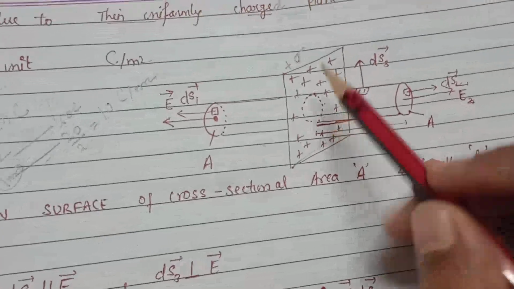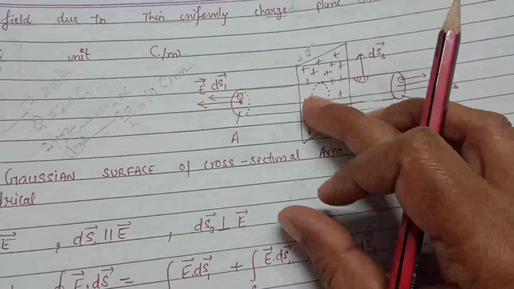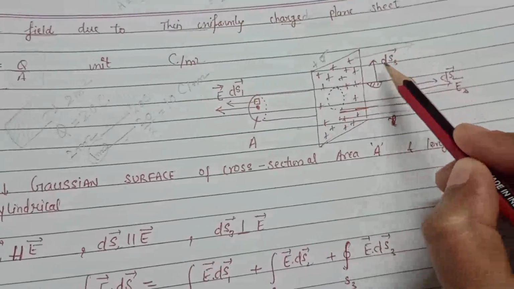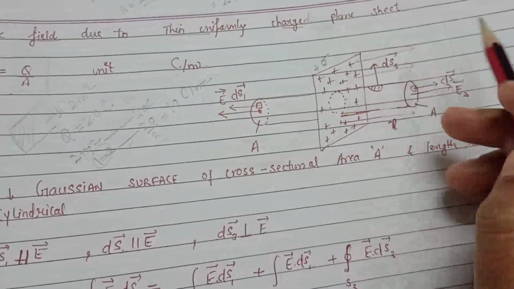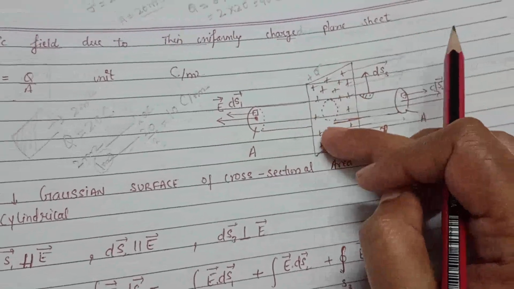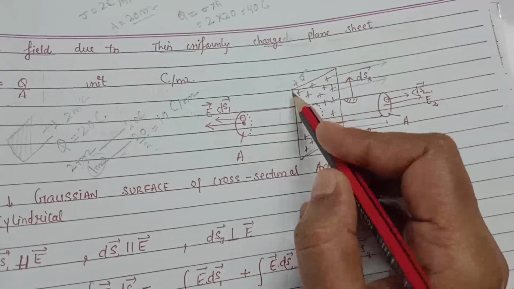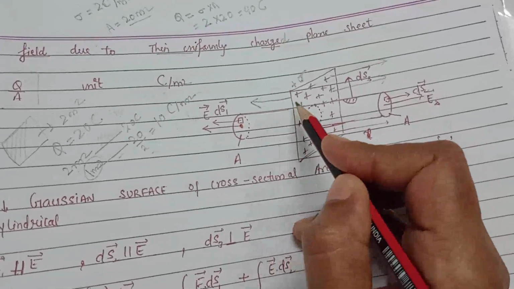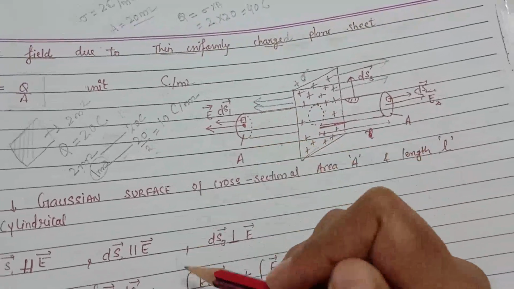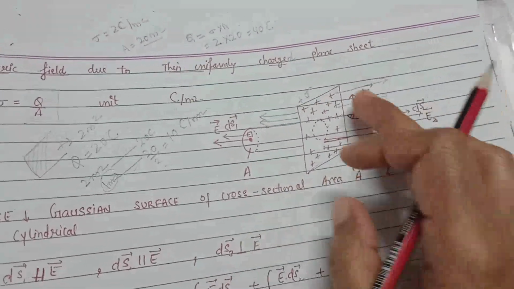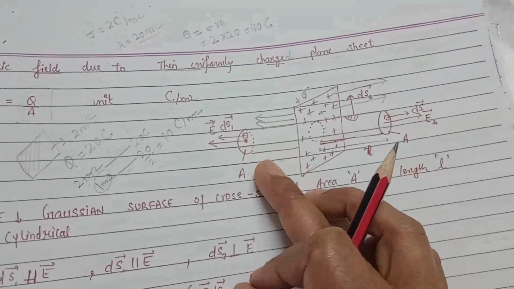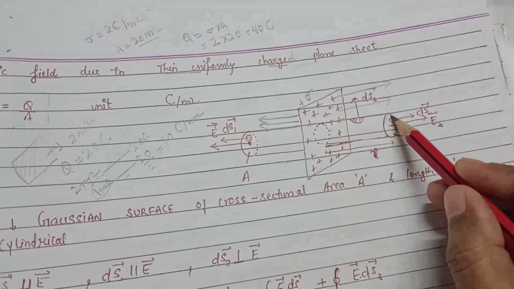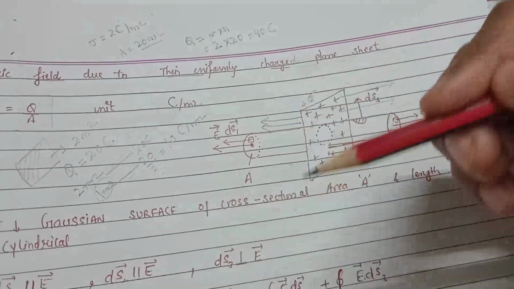As you have seen in the figure, what happened? The electric field due to positive charge is always outward, and this is just a thin charge sheet. So we have to take only the positive charge on the sheet. So due to the positive charge sheet, the electric field is just outward. Next, here we choose a cylindrical Gaussian surface. So it has 3 types of area. 2 are circular shaped and 1 is a curved surface.